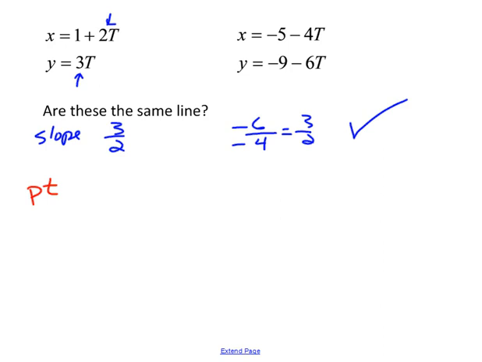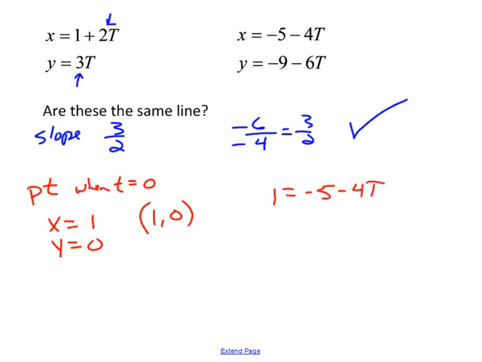So on this graph, say when t is 0, I get x equals 1, y equals 0. So the point 1, 0 is on this first graph. I need to know whether the point 1, 0 is on the other graph. So if I make x equal to 1 and y equal to 0, that should happen for the same value of t.